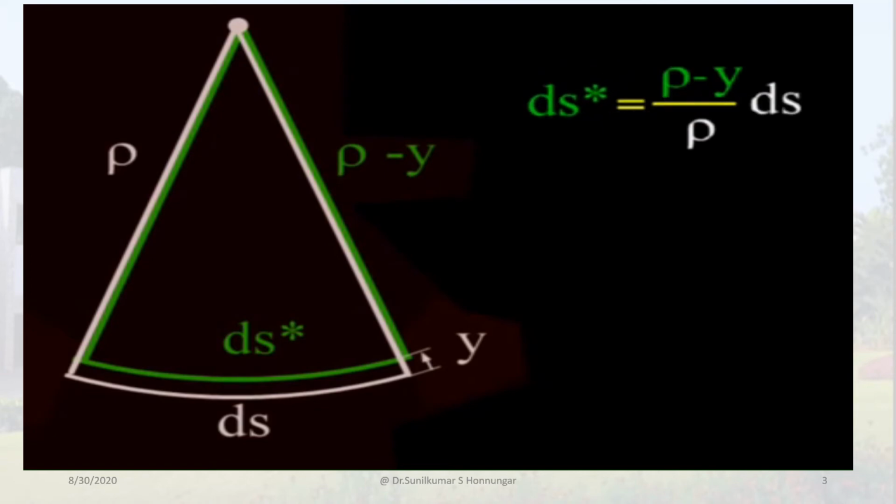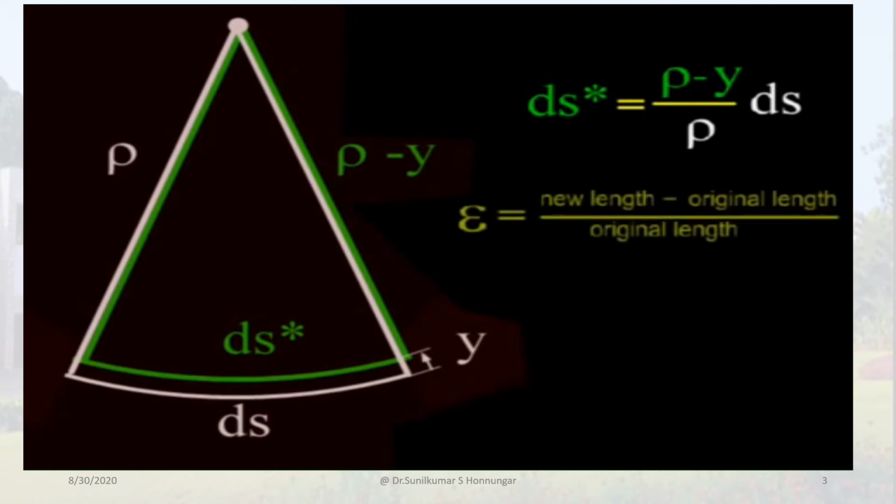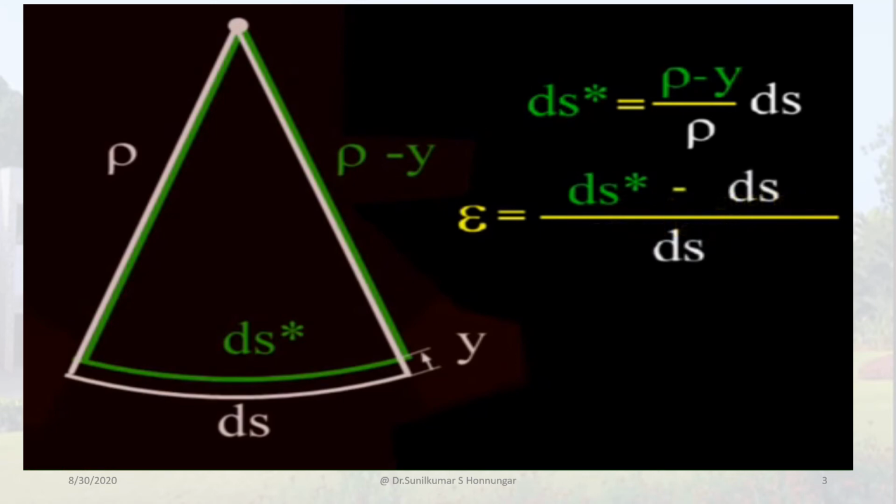Rearranging gives ds star equals rho minus y over rho times ds. The strain epsilon is equal to the change in fiber length, or the new length minus the original length, divided by the original length. Thus we have epsilon equals ds star minus ds over ds. We can substitute ds star from the previous equation.